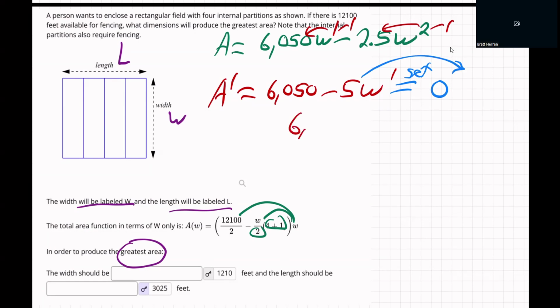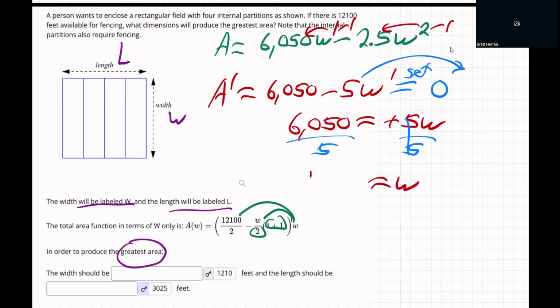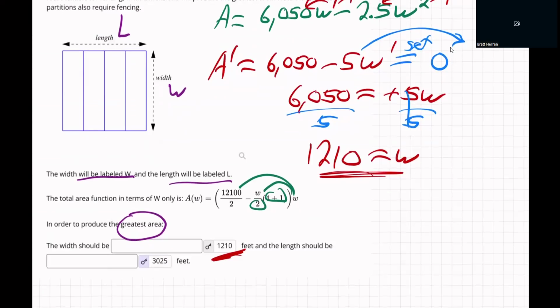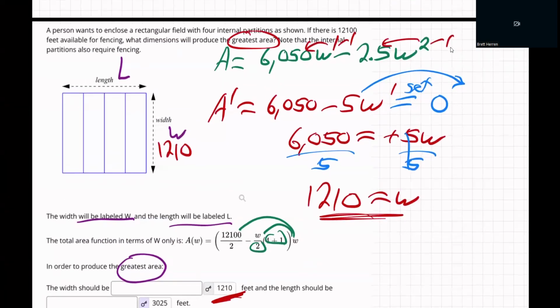This is looking pretty easy to solve. And then divide by 5. Boom. What's that? 1210, is that what it is? Yeah, 1210. W is 1210 feet. So they should make this 1210. That's what the width should be, in order to find the greatest area.